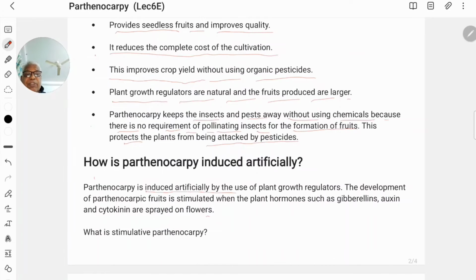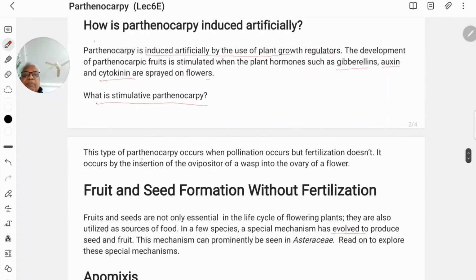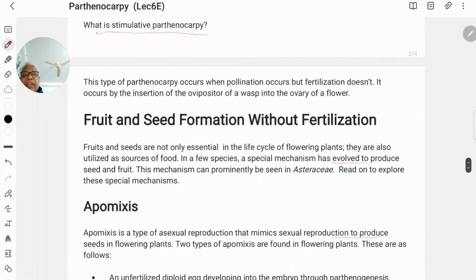Parthenocarpy is induced artificially by using plant growth regulators: gibberellin, auxins, and cytokinin. They are sprayed on flowers and they produce parthenocarpic fruits, which is stimulative parthenocarpy. This type of parthenocarpy occurs when pollination occurs but fertilization does not occur, by the insertion of the ovipositor, and fruits and seeds form without fertilization.